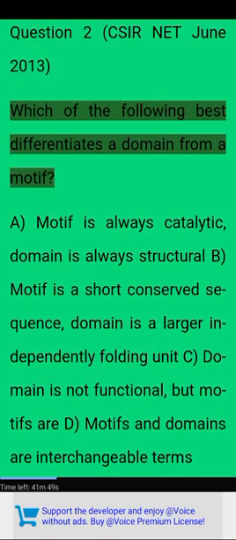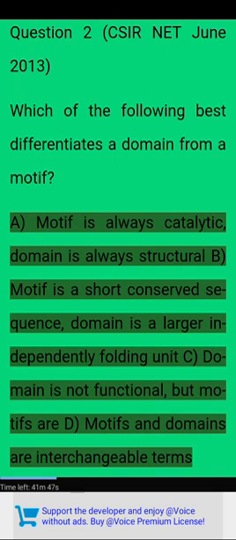Which of the following best differentiates a domain from a motif? A. Motif is always catalytic. Domain is always structural. B. Motif is a short conserved sequence. Domain is a larger independently folding unit. C. Domain is not functional, but motifs are. D. Motifs and domains are interchangeable terms.